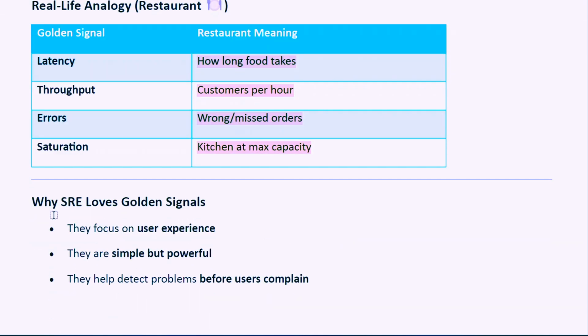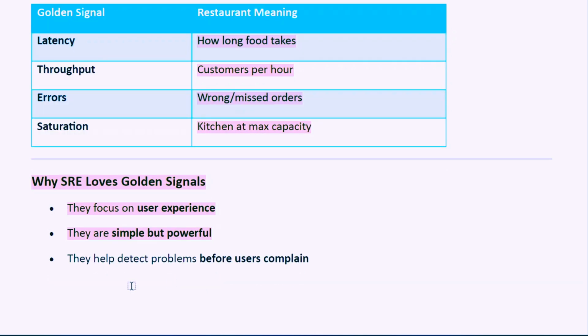Okay, so again, why do SREs love golden signals? That's the big question. Because they focus on user experience, correct? Why? Because let's assume you have a user request and that user is not getting a fast response. So definitely that user experience will not be up to the mark. They are simple but very powerful. These terms, latency, throughput, errors, and saturation, are very simple, but very powerful, and we should always consider all four parameters whenever we are creating any infrastructure for an application, API, or website. And they help to detect problems before complaints, correct?